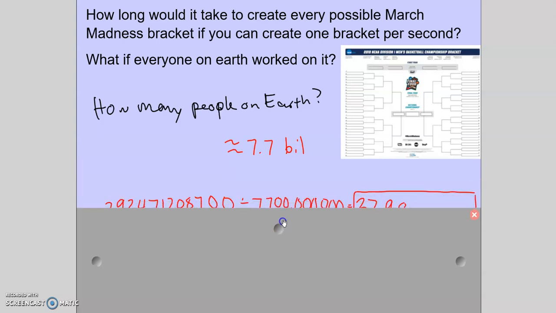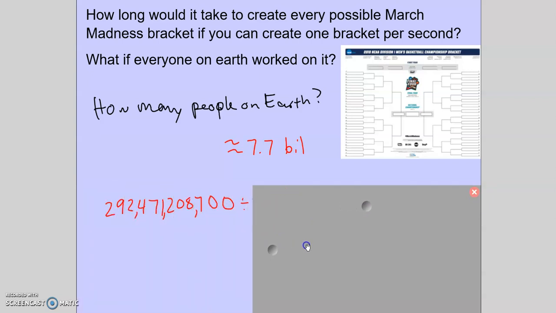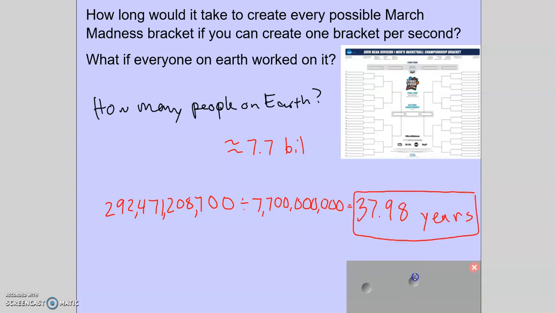So then, all I need to do is say, okay, so how long would it take if everyone was working on it? Well, I take that total number of years that it would take 1 person, and I divide it by that 7.7 billion, and it would only take about 38 years. So if everyone on planet Earth started making brackets right now, and everyone could make a new one every second, it would take 38 years for us to make all possible brackets.